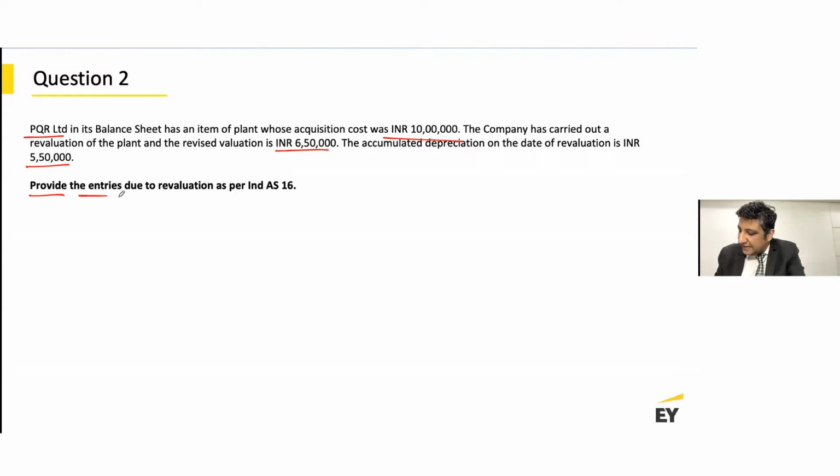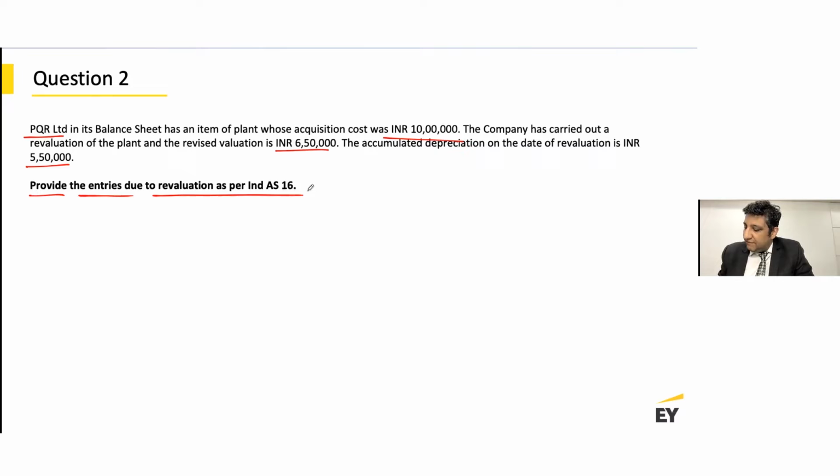It says to provide the entries due to revaluation as per Ind AS 16. The moment I hear this term revaluation, I know the revaluation would be either an upward revaluation or a downward revaluation. So it's important to first of all assess that part, right? Now, why is it important? Because I know that if it's an upward revaluation, I would end up creating a revaluation surplus. But if it's a downward revaluation, I have to book a loss in the books through the statement of profit or loss.